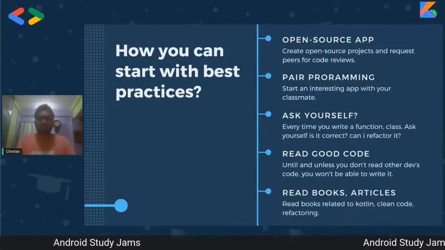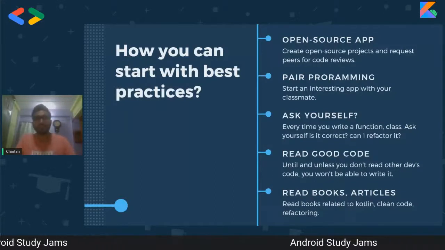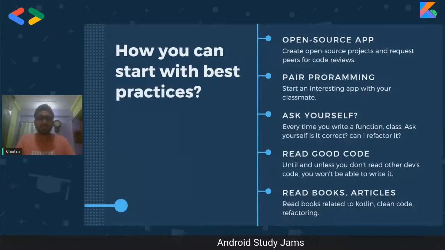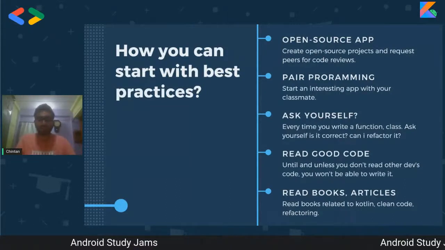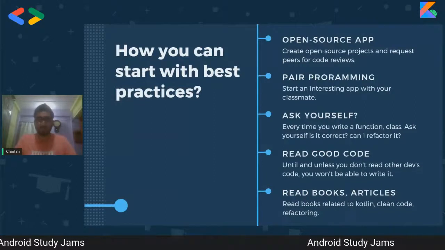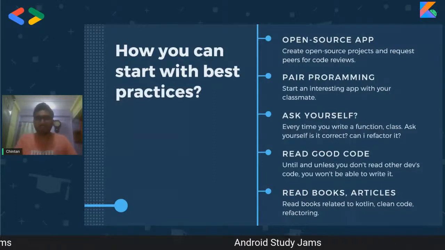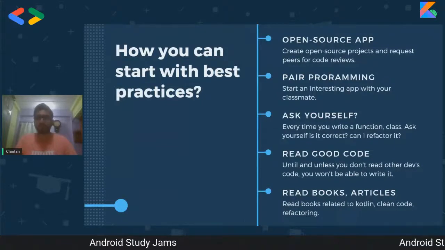Then the third thing is, every time you write a function or class, ask yourself: is it correct? Can I refactor it? Can I reduce it? Do I have to rename it? Is the name sensible? Such things you should always ask yourself.